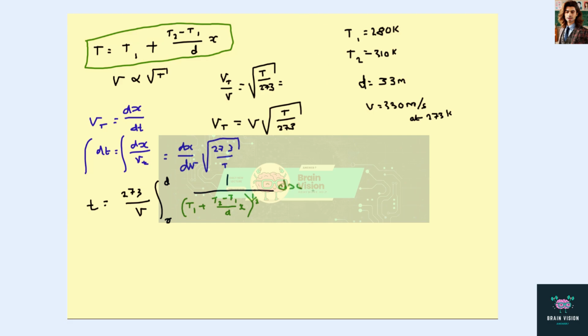This gives us that t is equal to 2d over V, times the square root of 273, over the square root of T2 plus the square root of T1.